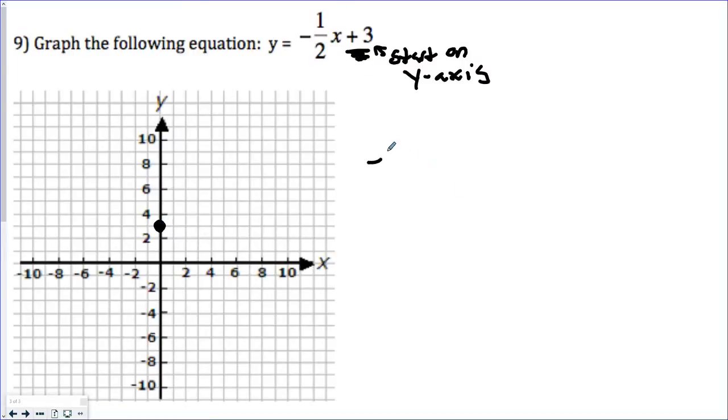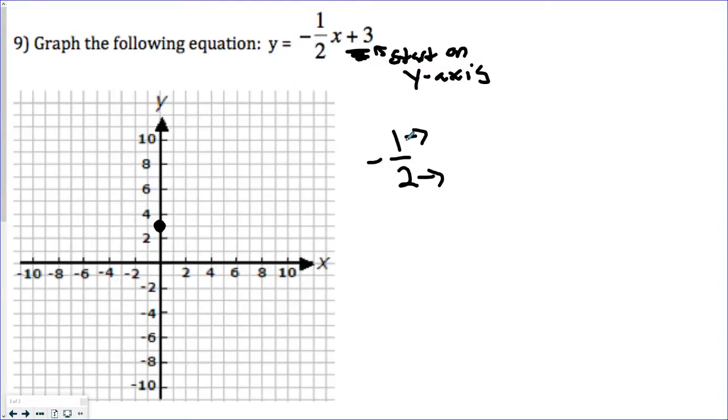Now the slope, which is -1/2, the slope tells me my rise and run, remember. So this 1 tells me to go up or down, and this 2 tells me to go left or right. Now, the negative can be applied to either one you want. It can't be done to both because there's only one negative, but you can apply the negative to the 1 or the 2, whichever one you want. I'm going to apply it to the 2.